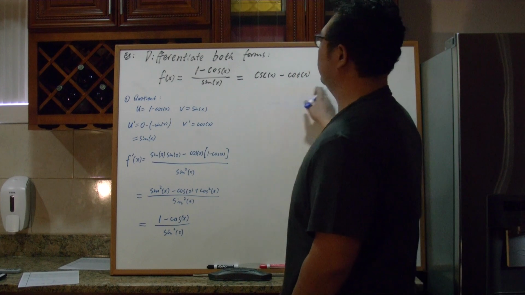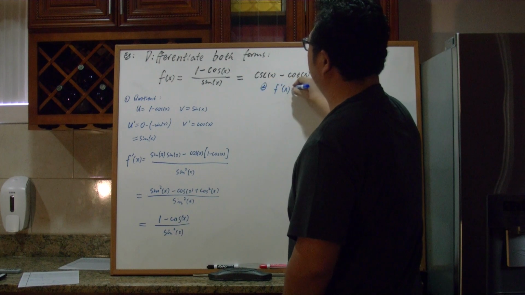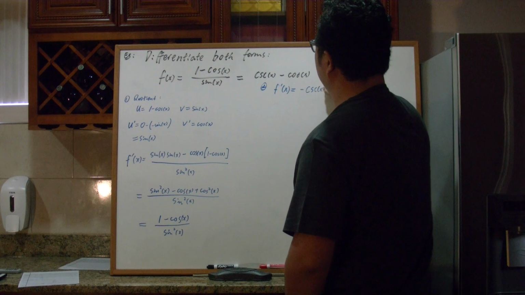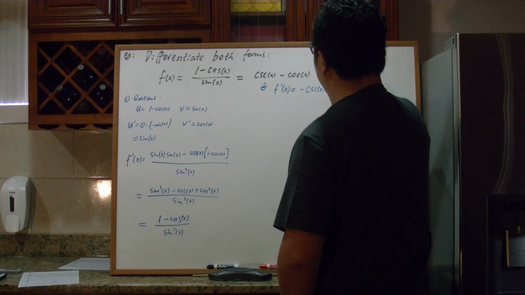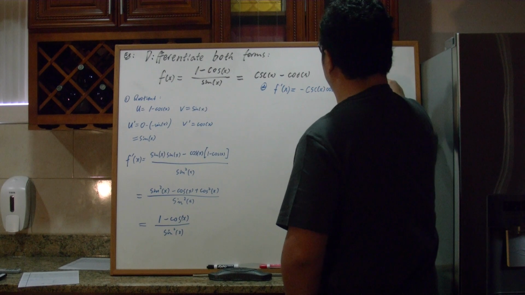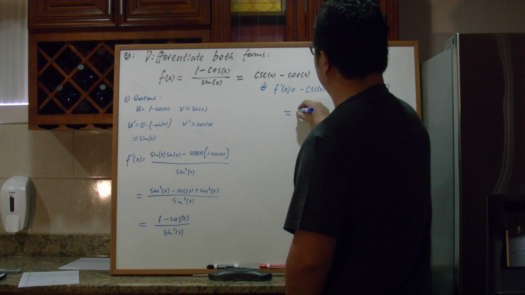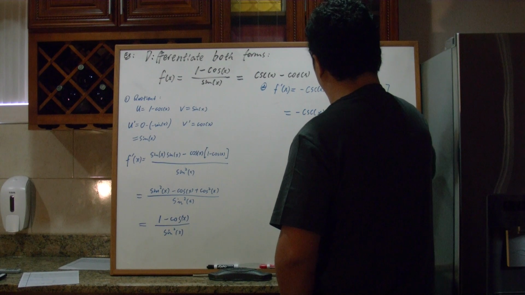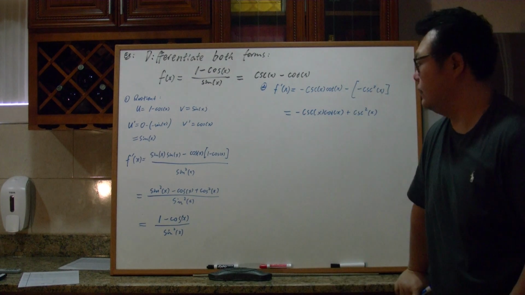And for the second expression, we could directly apply the formula to that. The derivative of cosecant is negative cosecant cotangent of x. And that one is negative cosecant squared of x, which we get is negative cosecant cotangent plus cosecant squared, which these are equivalent as we said before, right?